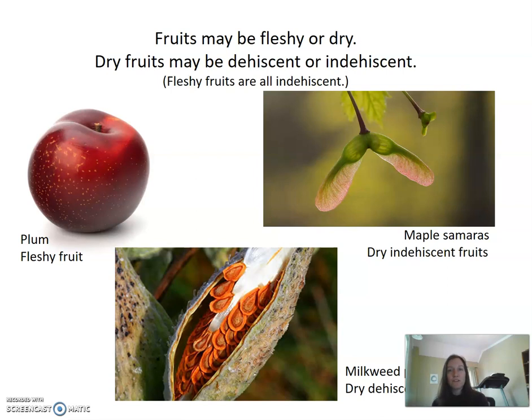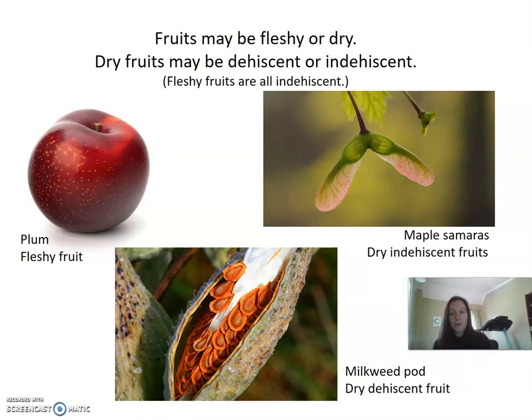And then we have some dry fruits, the maple samaras, like I mentioned earlier, fruits of the maple tree, not something we would eat, but it is containing a seed inside that. It came from a flower. And then we've got milkweed right below there, which is a dry dehiscent fruit.